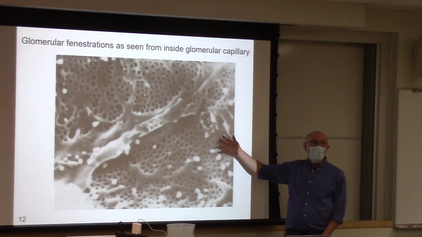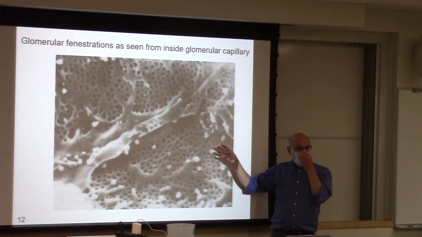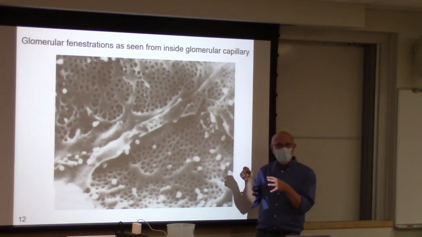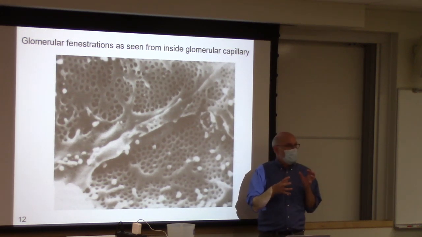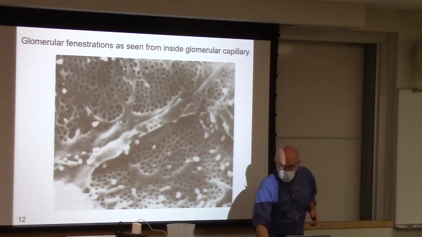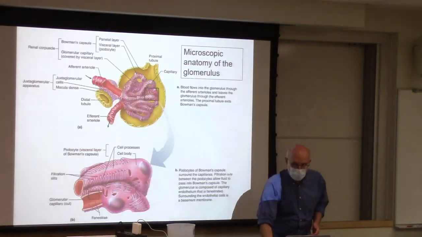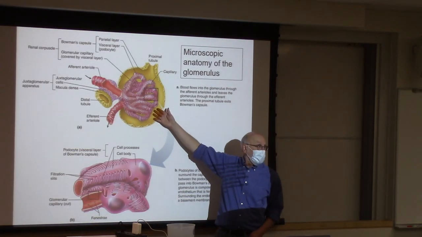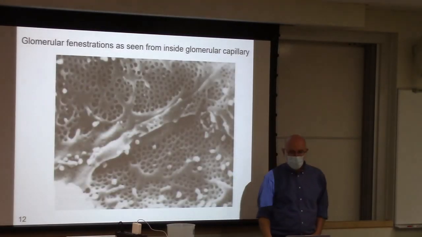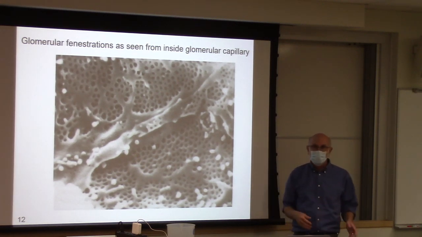Here are the holes. So this is from the inside of a glomerular capillary. If we are a water molecule inside the glomerular capillary, we have a chance of being squeezed out through this hole, and then coming out through a slit, and then entering Bowman space. It's not often that I get to show data that really makes the cartoons look real. That's why I'm doing it.